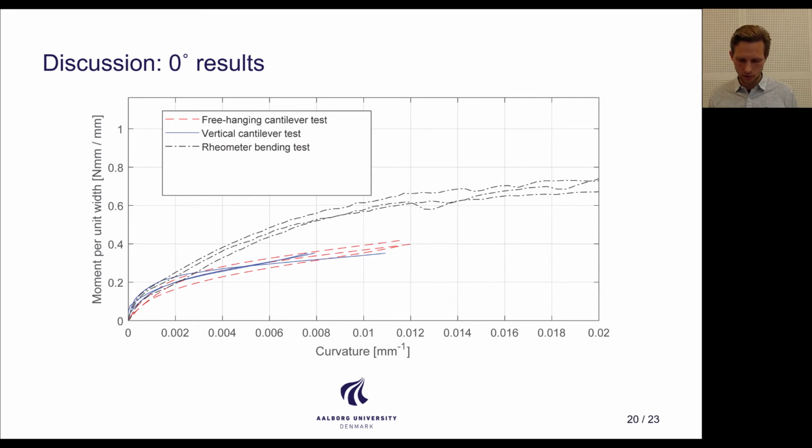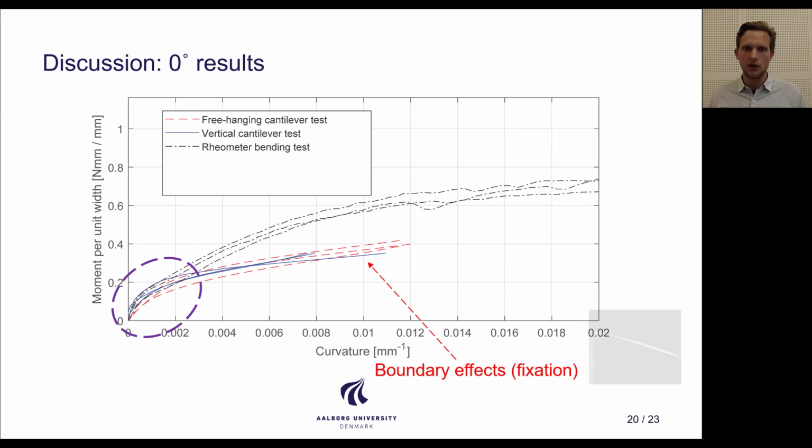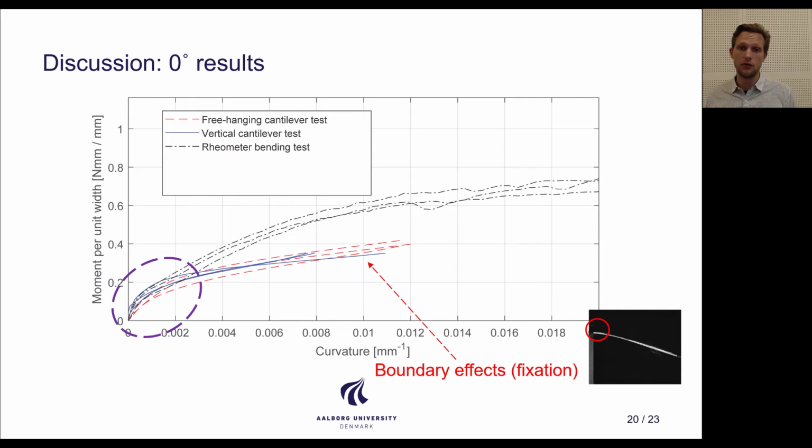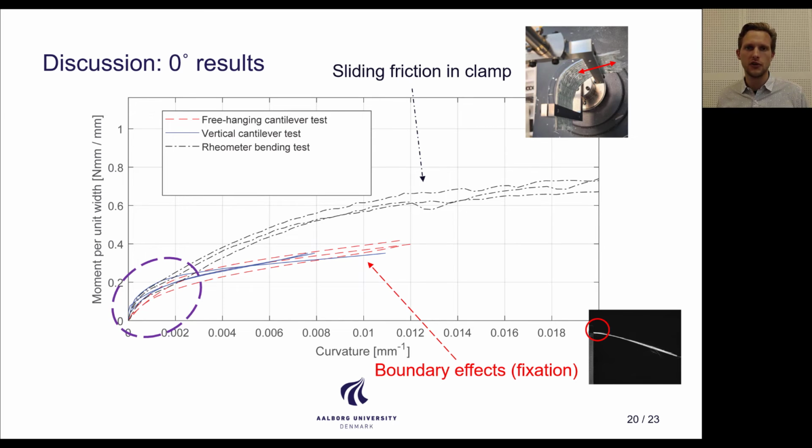So as we concluded before, these three tests here, the free-hanging cantilever test, the vertical cantilever test, and the rheometer bending test, agree reasonably well at low curvatures. And this also makes sense because that's probably the region of highest fidelity. For the cantilever type tests, the high curvatures occur close to the fixation, and therefore these results could suffer from some boundary effects. On the other hand, the rheometer test suffers from this issue with the sliding friction in the clamp, which also increases at higher curvatures.